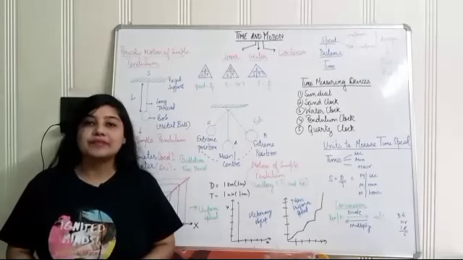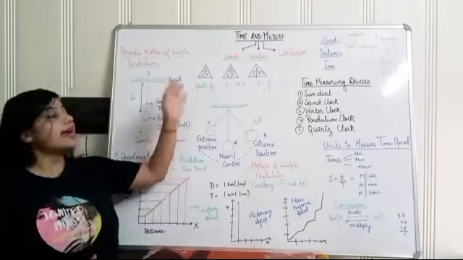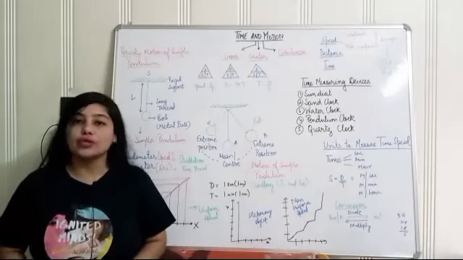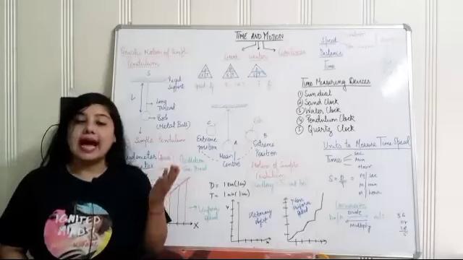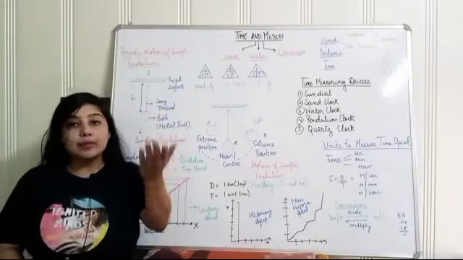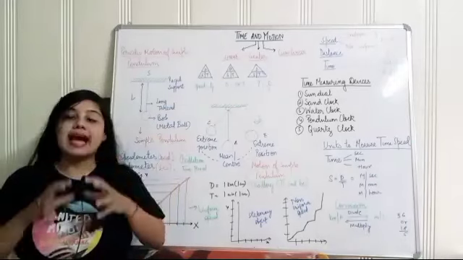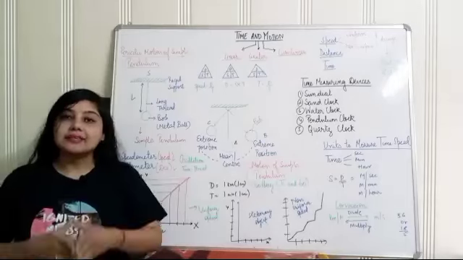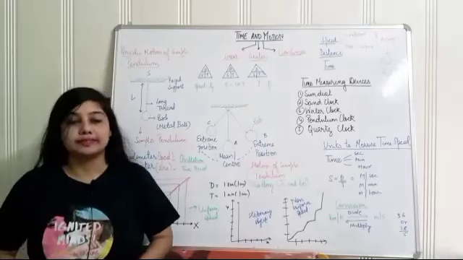So let's start. Now, this heading of the chapter is time and motion. What do we understand from motion? If I talk about my hand, and if I move my hand to and fro, upwards and backwards, that means my hand is not stationary, it is moving. That means my hand is in motion.